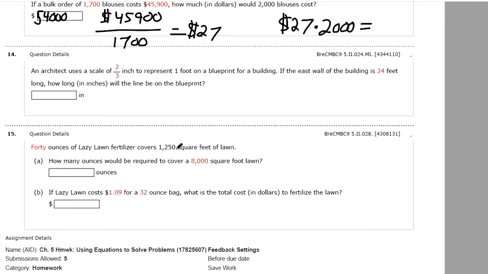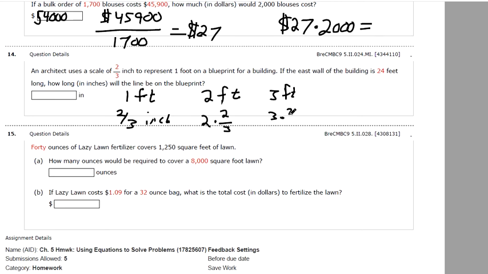Question 14, an architect uses a scale of 2/3 inch to represent 1 foot. Usually the way I suggest students think about this one is, look, if the thing is 1 foot across, then your scaled model is just 2/3 of an inch, right? If the thing is 2 feet, then your scale is going to be 2 times 2/3. If the thing is a 3 foot object, then your scale model is going to be 3 times 2/3, because it's 2/3 plus 2/3 plus 2/3. And so if it's 24 feet, it's 24 times 2/3.